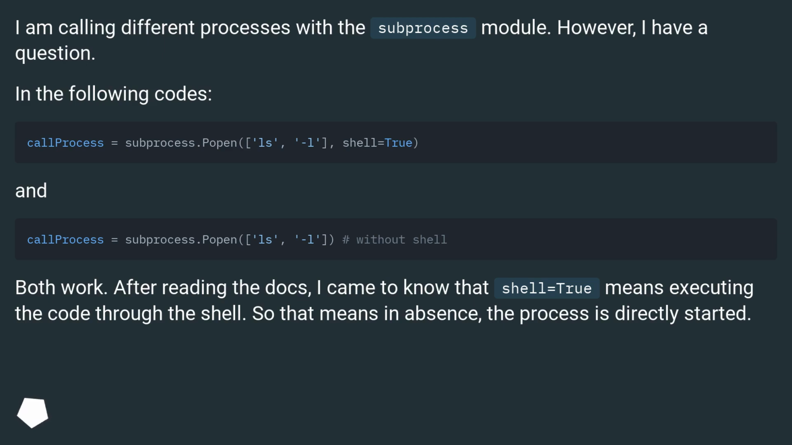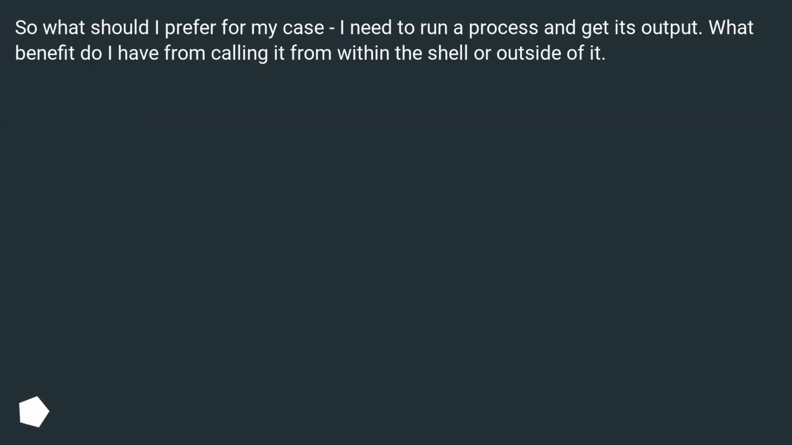and both work. After reading the docs, I came to know that shell=True means executing the code through the shell. So that means in its absence, the process is directly started. So what should I prefer for my case? I need to run a process and get its output. What benefit do I have from calling it from within the shell or outside of it?